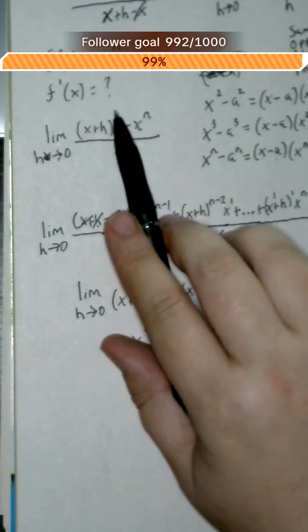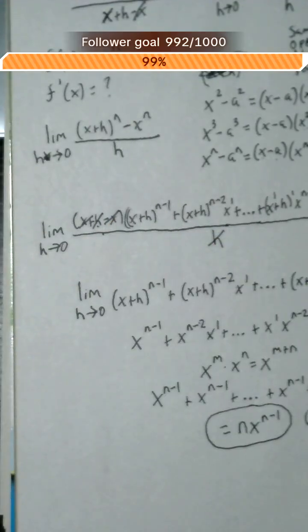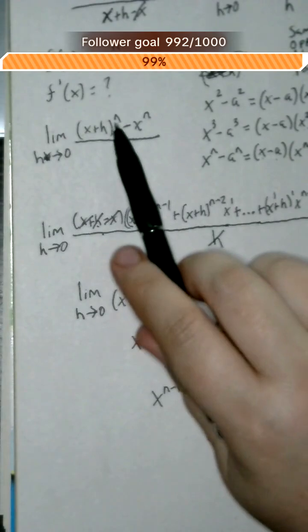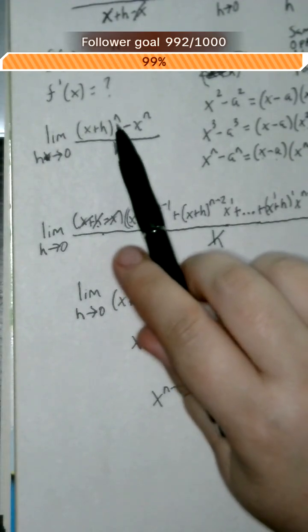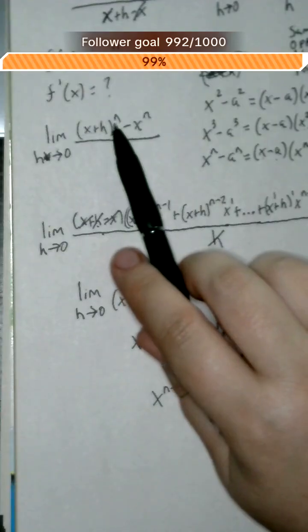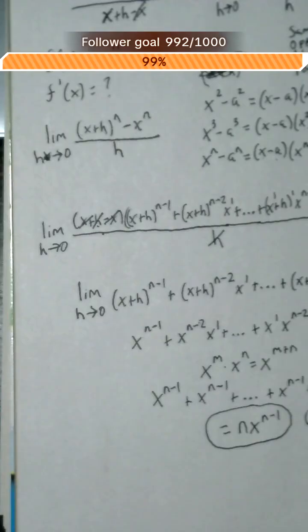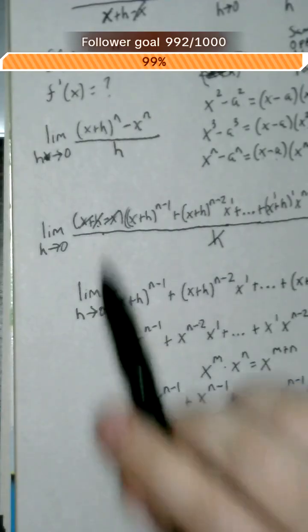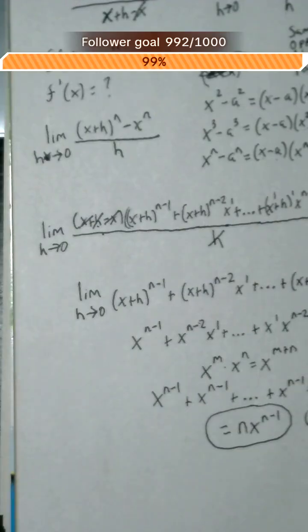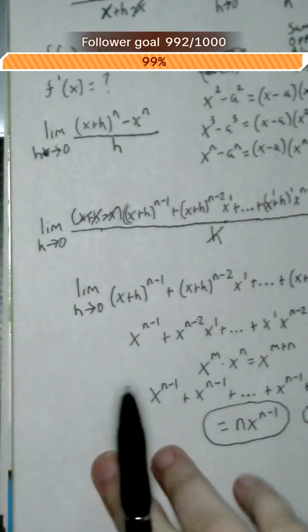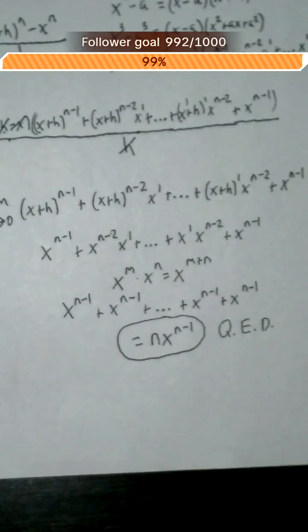So n, remember, is any number. So this could be a 2, that could be a 100, or it could be 7,627,968. I don't know about you, but I don't know what x plus h to that large power is. Is this calculus? It is indeed. In fact, we've just proven using the limit definition what the power rule is.